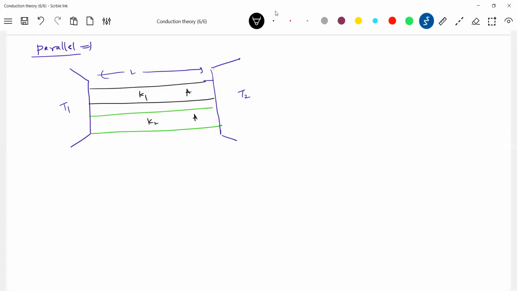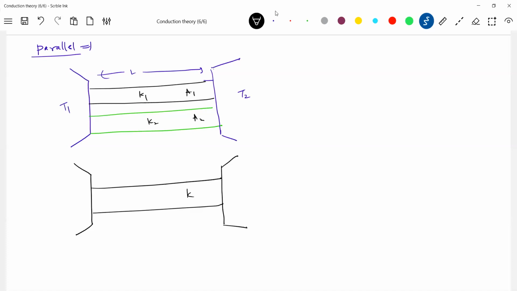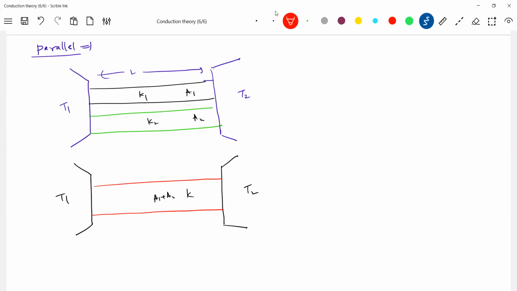Area of cross section, let it be same. I want to replace these two rods with an equivalent rod. This is A1, A2. Area of cross section of this is A1 plus A2. So what thermal power was flowing earlier, the same thermal power should flow across this rod. Then you can say this is the equivalent of that.